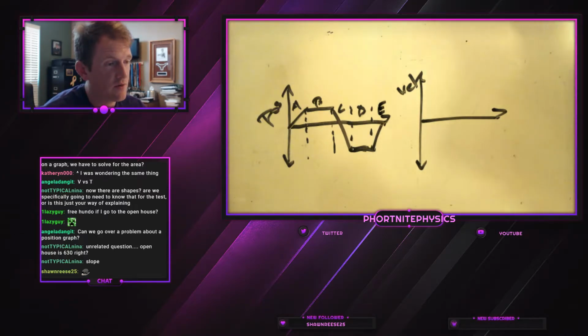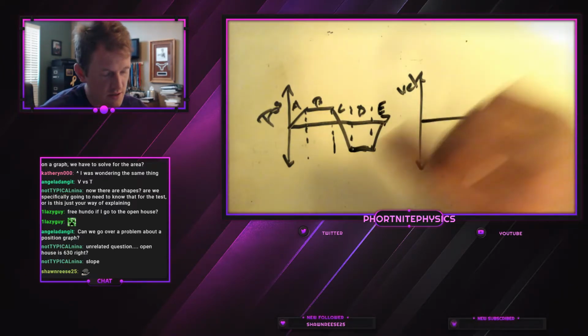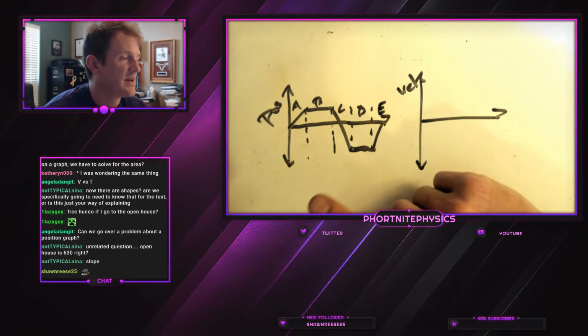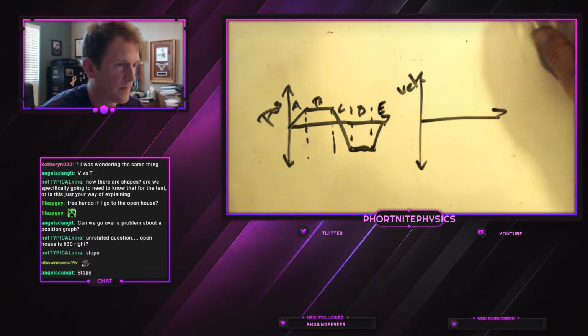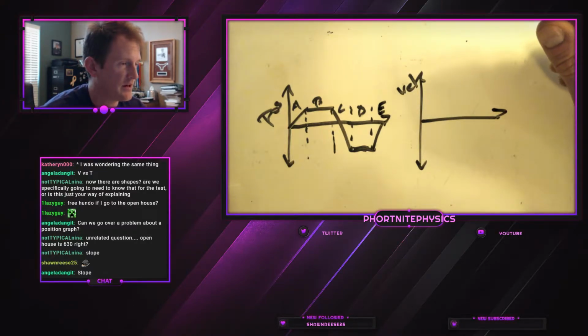Now, who can tell me right away where on this graph there are two places that the slope is equal to 0? Where are they? Give me the letters. There's two of them.